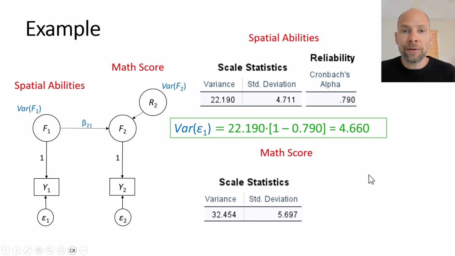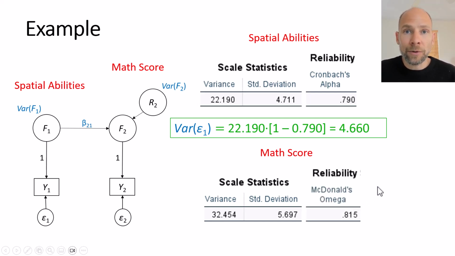I figured out using SPSS that the variance of that scale is 32.454, and in this case McDonald's omega was used for reliability estimation since this is a congeneric scale. And so McDonald's omega here was 0.815. Cronbach's alpha would have been a little too low for this scale, around 0.8. And so here McDonald's omega was more appropriate.